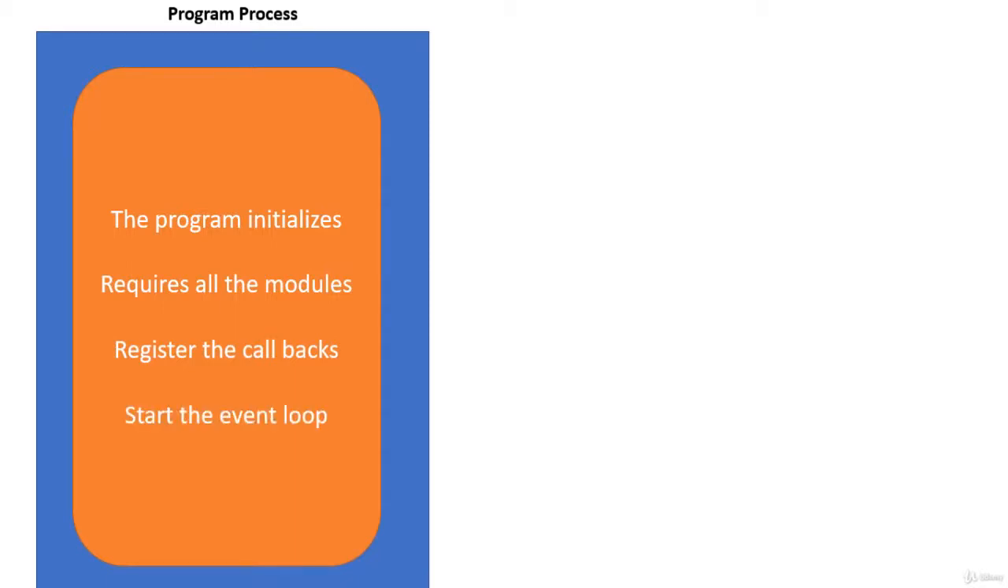So whenever we run our application, some steps are executed. The first step is that the program initializes, okay? The next step is that it requires all the modules. For example, if we require the FS module, then the FS module will be required in the program. If we require the HTTP module, then the HTTP module will be required in the program, okay? The next step is that it registers all the callbacks that we have written in that program. And after that, it starts the event loop.